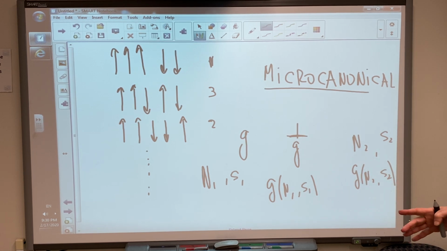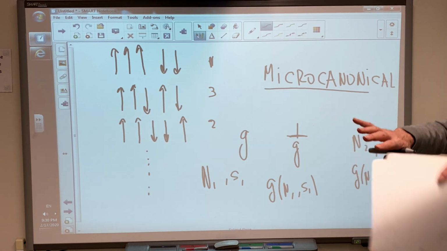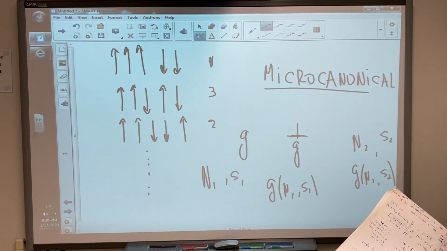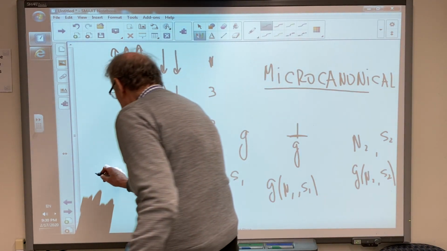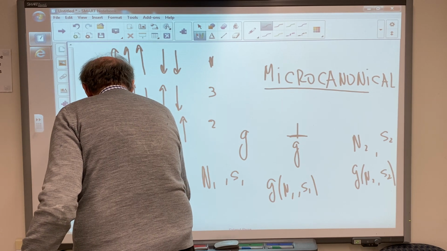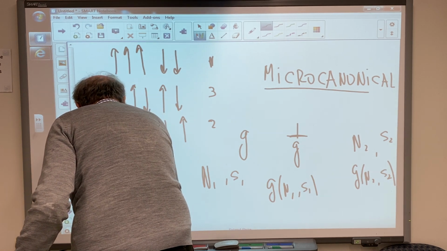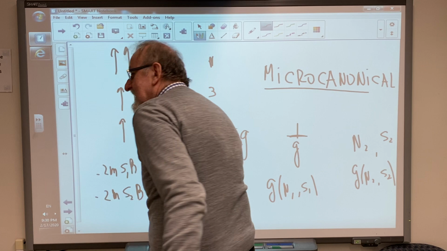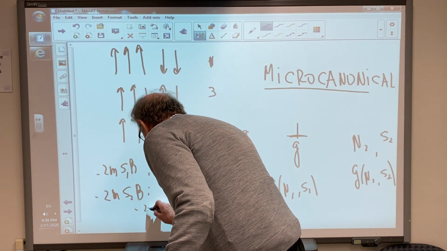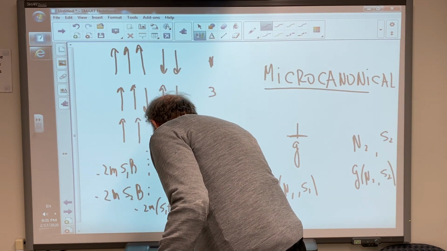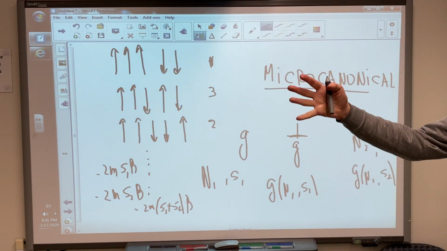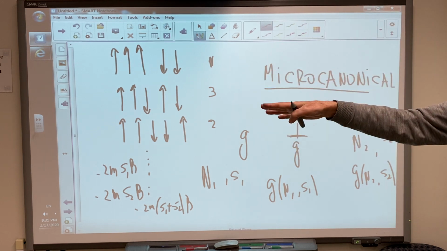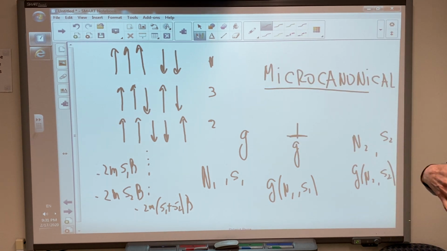So what does it mean? The total energy has to remain constant because I put them in contact, but they are isolated from the rest of the world. Remember, the energy of one of them was minus 2m S1 b, and the energy of the other is minus 2m S2 b, so the total energy will be minus 2m (S1 plus S2) b. So S1 plus S2 has to remain fixed because the systems cannot interact with the outside world. But there is the possibility that S1 and S2 can change.